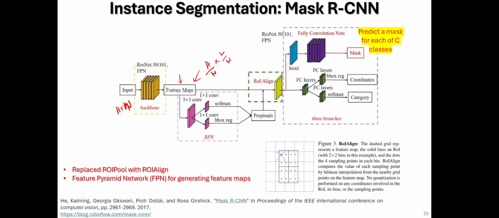So you need to map these proposals, these bounding boxes, onto the feature maps, and then you need to check with the ground truth annotations. So how do you do that? This process is known as ROI pooling in Fast RCNN. So your original bounding box will be reduced or downsampled and put on the feature map of that size, whatever size, right? So that process was known as ROI pooling.